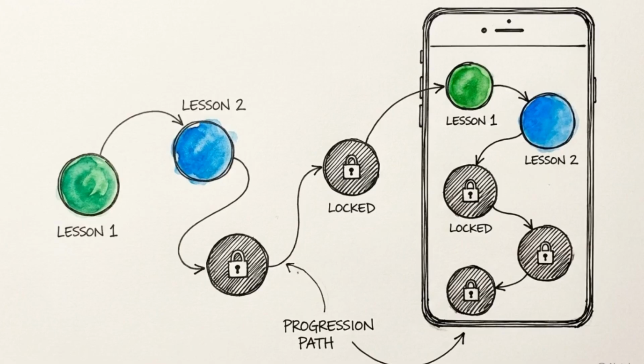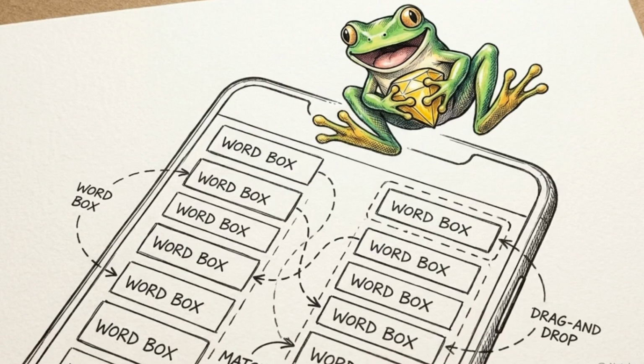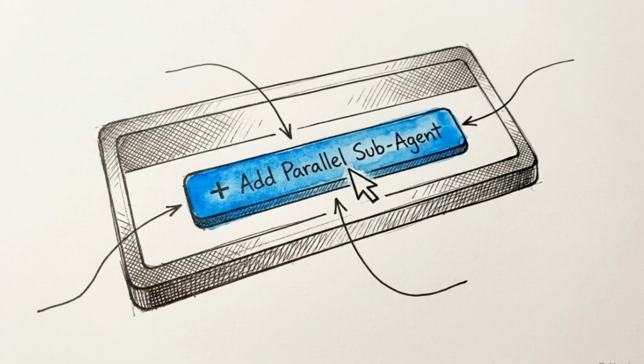After one prompt, the system generates the baseline mechanics. The app has locked progression paths that require completing previous lessons. Inside those lessons are matching definition games, and the mascot reacts to your performance, becoming happy or sad depending on your accuracy. To accelerate development, we introduce parallel sub-agents.